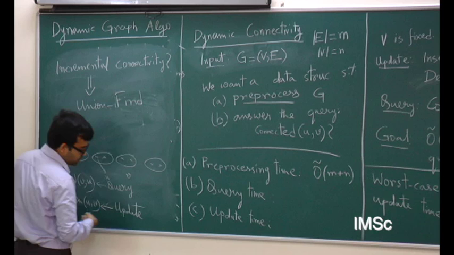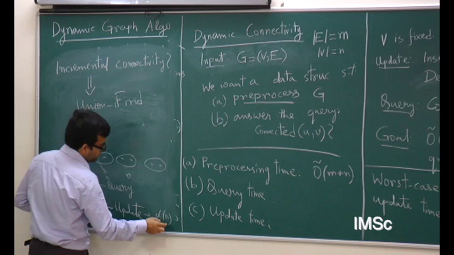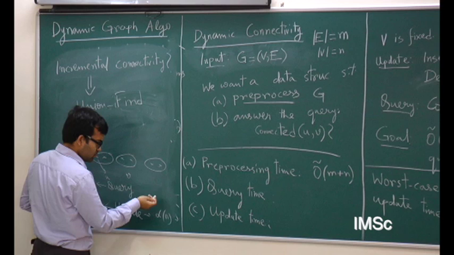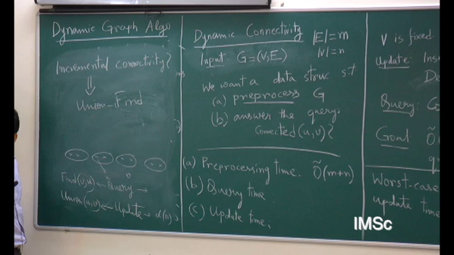This is a very simple data structure, but the analysis is quite complicated. It gives an amortized update time of alpha of n, where alpha is the inverse Ackermann function. And the query time is, I think, also alpha n or something. I just need to check, but it's pretty small. It's definitely less than log n. Query time and update time should be similar. Yes, exactly.